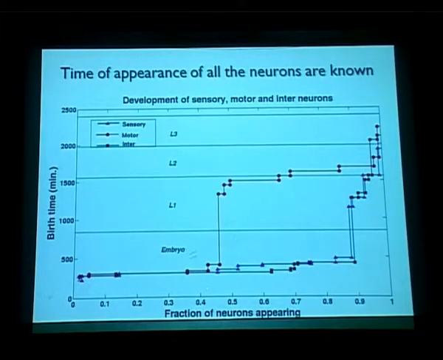Great, thanks. So we have divided into embryo, L1 stage, L2 stage, and L3 stage. And as you can see here, and this is certainly intuitive, 90% of sensory neurons and interneurons appear in the embryonic stage before 500 minutes, while motor neurons, to reach that same fraction, that takes place only at the L2 stage.